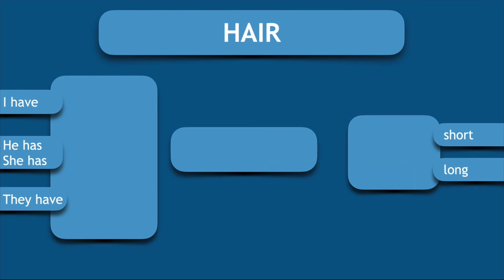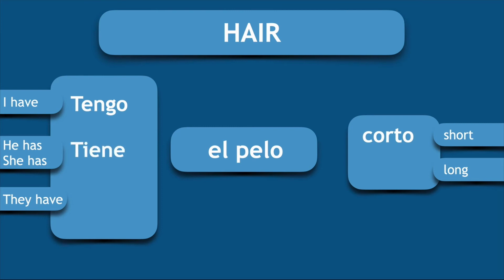If I wanted to say I have short hair, I could say tengo el pelo corto. If I wanted to say he has short hair, you could say tiene el pelo corto. If you wanted to say she has long hair, you would say tiene el pelo largo. If you wanted to say they have long hair, you could say tienen el pelo largo.